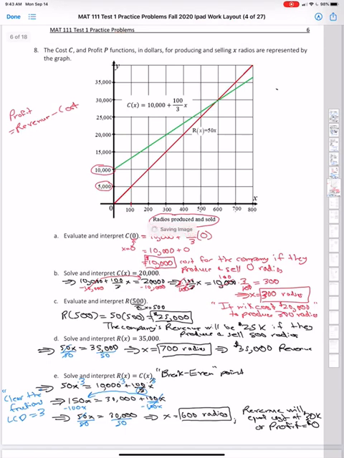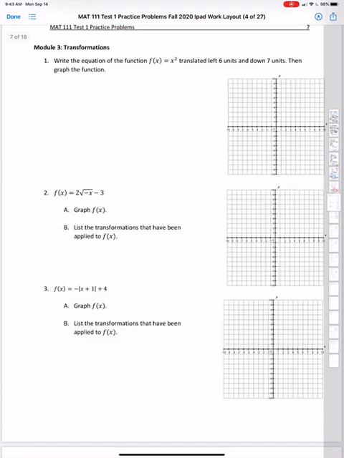And in Module 3, we're looking at transformations. So we start to look at how to easily translate a graph of a parent function to get to the function we're looking for, so we could get a quick sketch. We want to be able to quickly sketch a function graph knowing our transformation properties.